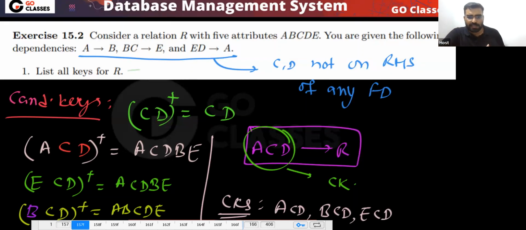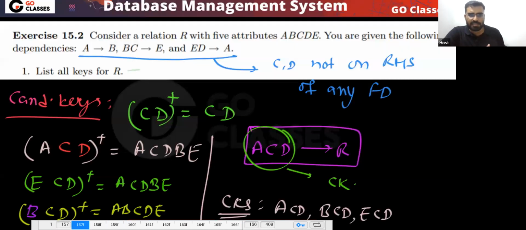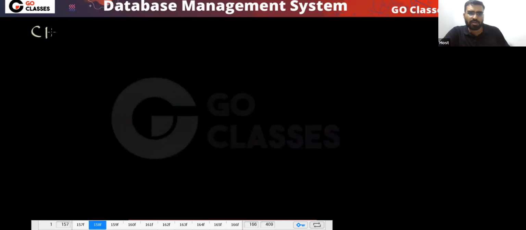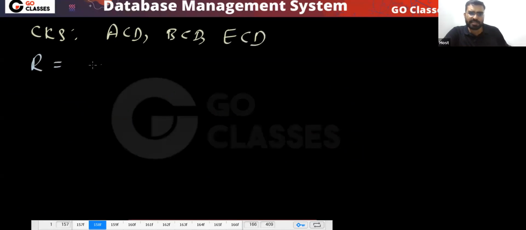We need to find whether this relation is in 2NF or not. Now we need to check it out. You know the candidate keys. The candidate keys are ACD, BCD, and ECD. These are the candidate keys. And your relation R is this.